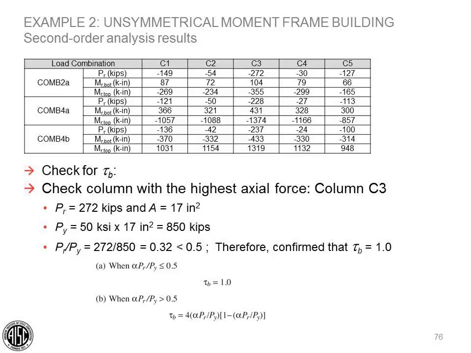Now we'll check to see whether or not our assumption that tau b equals 1 is valid. We'll check the column with the highest axial force, column C3. Pr equals 272 kips, and the column area equals 17 square inches. Py equals 50 ksi times 17 square inches equals 850 kips. Pr over Py equals 0.32, which is less than 0.5, so it's confirmed that tau b equals 1. This needs to be evaluated for each of the compression members. In this example, tau b is 1 for all the columns, and this is often the case for moment frames.